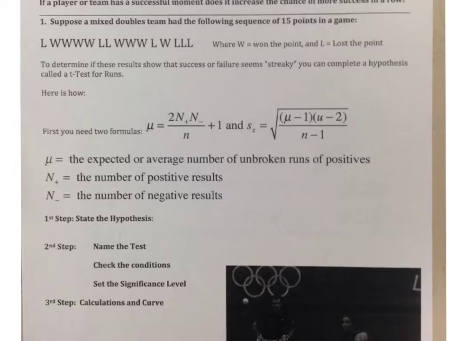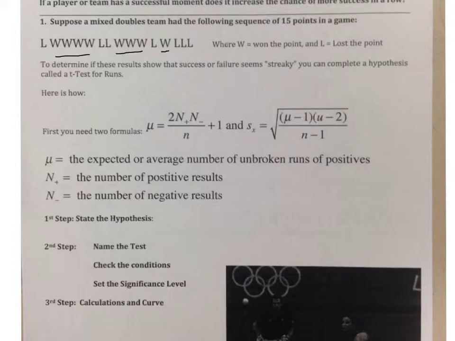A run would be getting several successful plays in a row. All right? So if we look at this example right here, with this tennis example, they kept track of 15 plays in a game, or 15 consecutive points. And this is a mixed doubles tennis team.